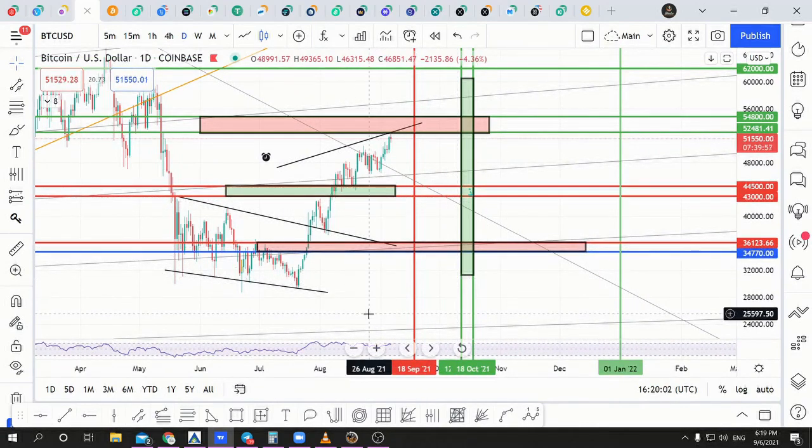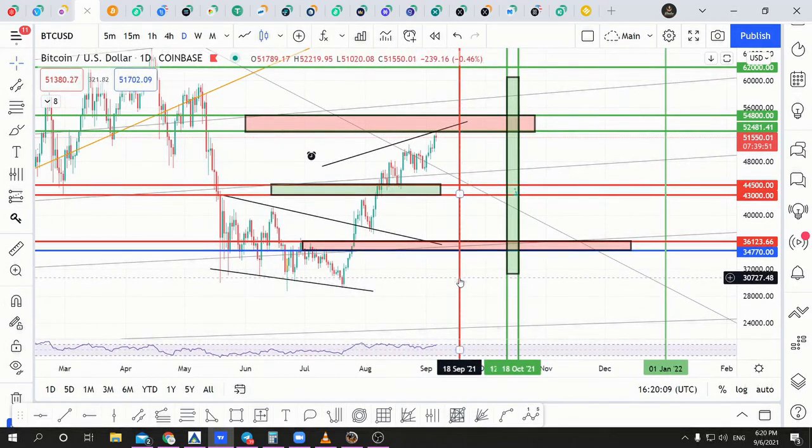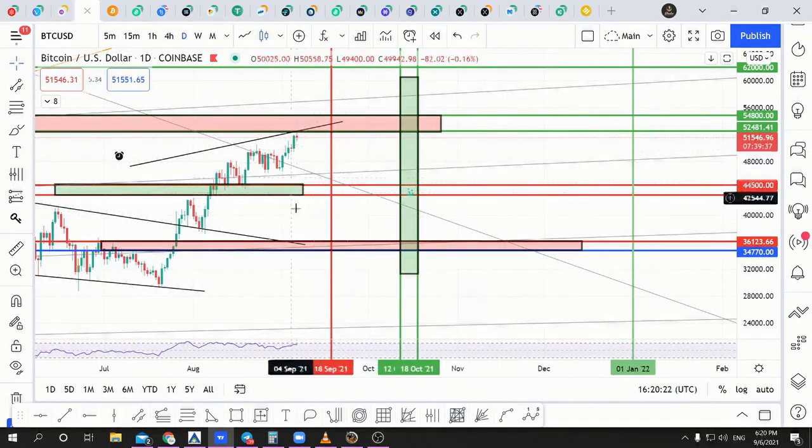So for the small time cycle on the Bitcoin, I can see that the 18th of September will be a good date, or you can see a pivot point for some correction to the downside. So I'm watching the 18th of September to be a corrective or a downside, so I can take another chance to enter the market.